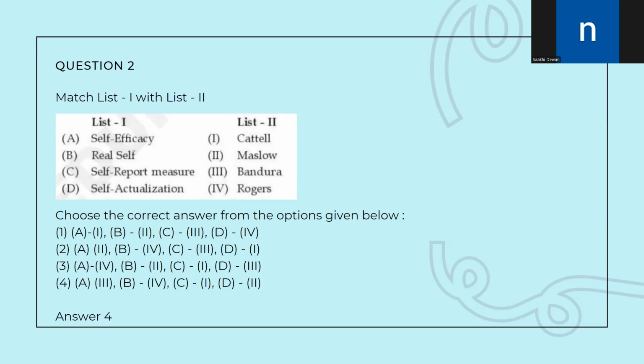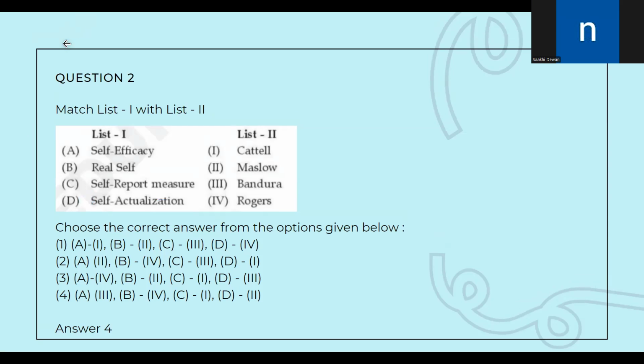The third one is self-report measures. So self-report measures were given by Cattell. Cattell gave the 16 PF questionnaire that is considered as a very important self-report measure. 16 PF stands for 16 Personality Factor Questionnaire. And the last one is self-actualization. So self-actualization was given to us by Abraham Maslow in his pyramid of needs. So it was Maslow who gave us self-actualization in his hierarchy of needs.